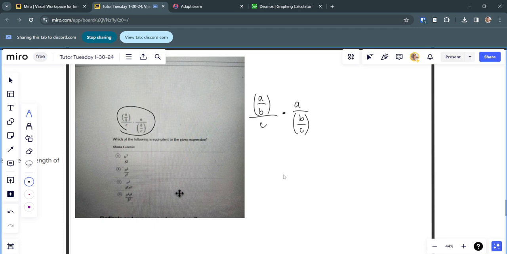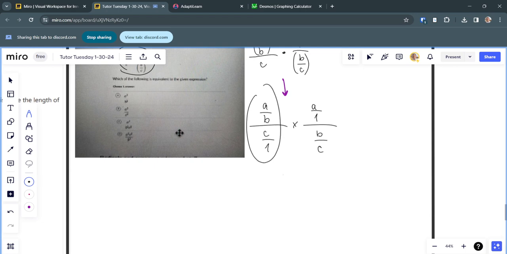Here, a over b over c. What I like to do when I have these nested double fractions is rewrite any whole numbers also as fractions. So I would write this as a over b divided by c over 1, and this is times a over 1 divided by b over c. Then I handle each one separately.